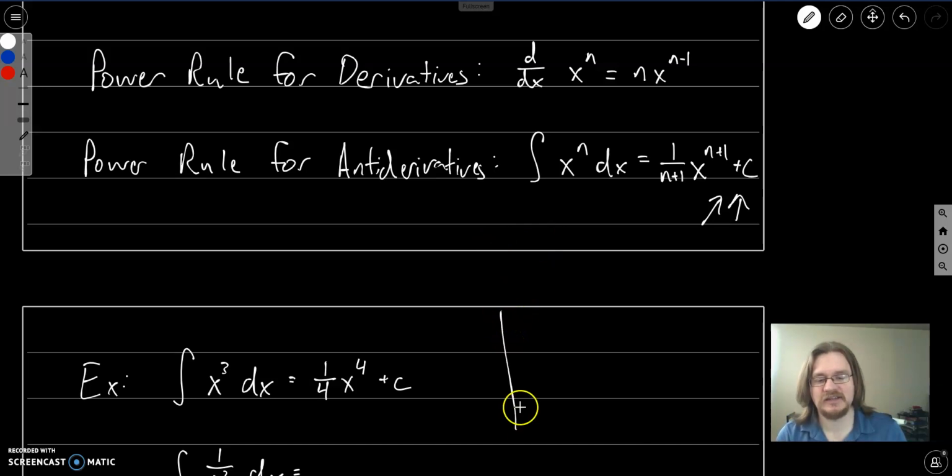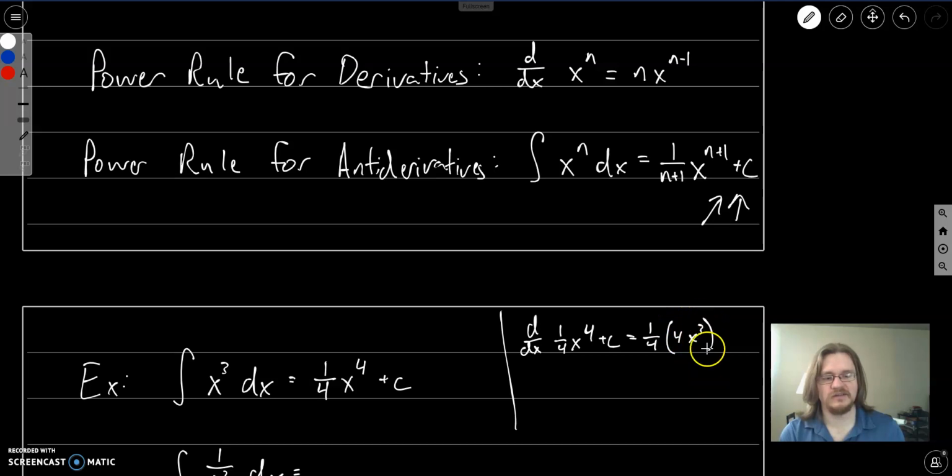Let's check to see if we did this correctly. How do you check an antiderivative? Let's take the derivative of this guy. What happens if I take the derivative of 1/4 x to the 4th plus c? Well, I can pull out that 1/4, bring down the power, and raise it to the 1 less power. And then the derivative of the c is just 0 at the end. And what is 1/4 times 4? That's just 1 times x cubed. Oh, hey, look, we got the right answer.